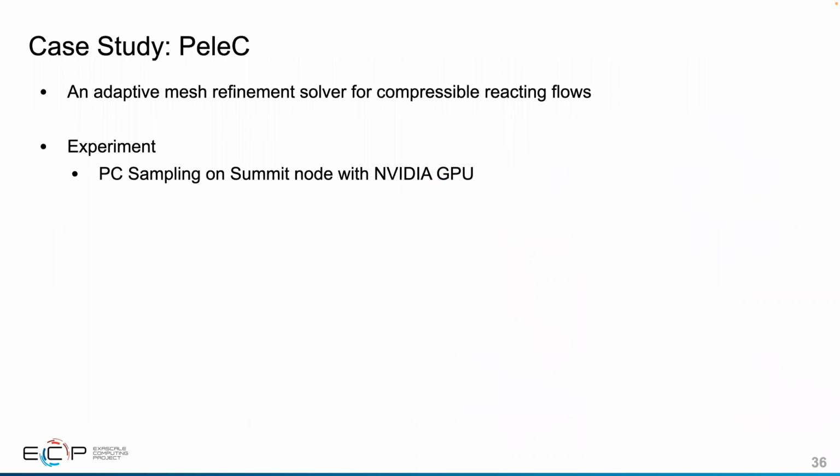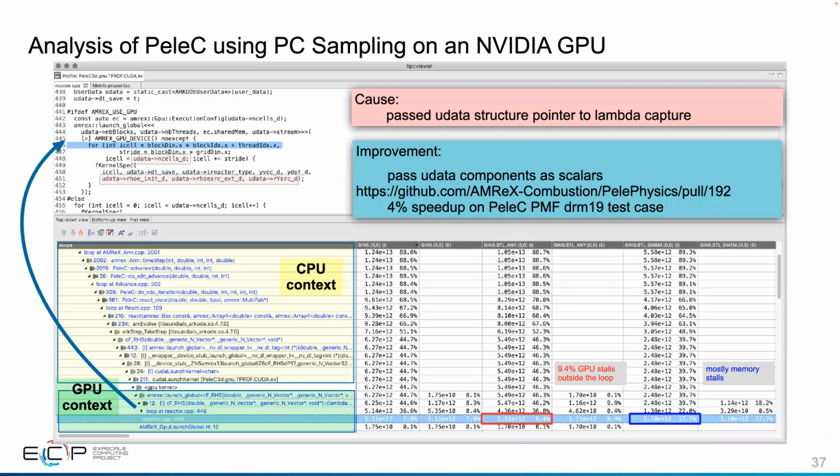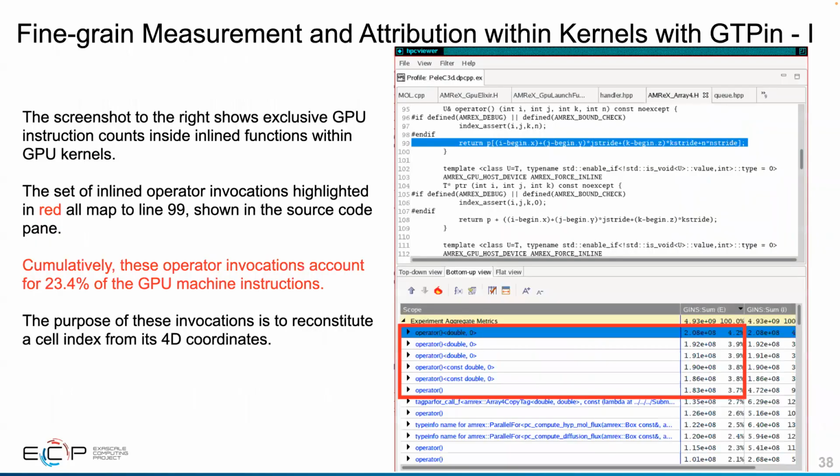So I'm going to skip the Pele-C example, but there's a slide here that shows how we've identified that there are some costs incurred at a particular context, and by changing the way a lambda function is called, we've identified some opportunities for performance improvement in Pele-C, and then the application team submitted some changes back to their infrastructure. We've also been using the instrumentation on NVIDIA GPUs, in fact, to show how much time is actually spent in indexing operations inside AMREX.